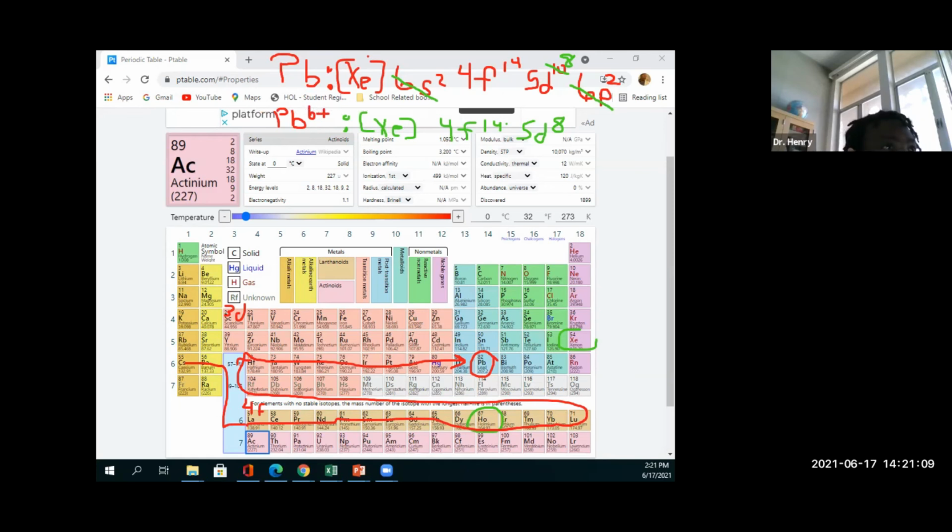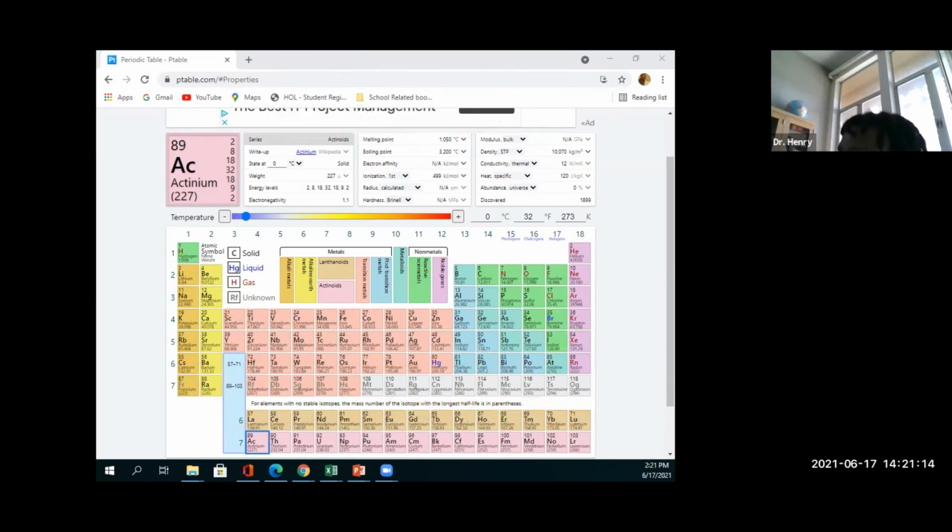Okay, everybody got this down before I put the next one up? Okay, so let's do uranium. This is just electron configuration. So I'm going to do uranium, U, and we're going to do U3+.